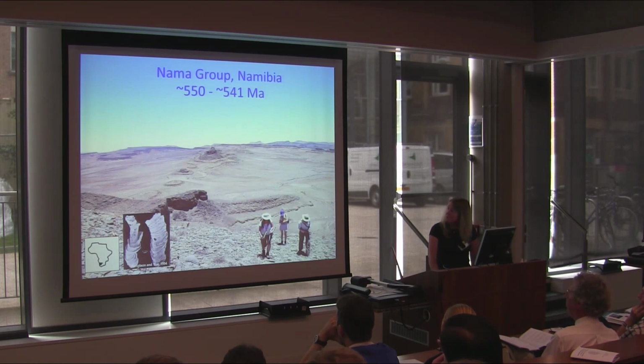So for the past few years I've been working in Namibia, the Nama Group. This interval is the approximate 10 million years or so of the latest part of the Precambrian. You can see the outcrops are stupendous. You can correlate sequence boundaries and maximum flooding surfaces and units for many, many hundreds of kilometers. As you can see, it's a desert.